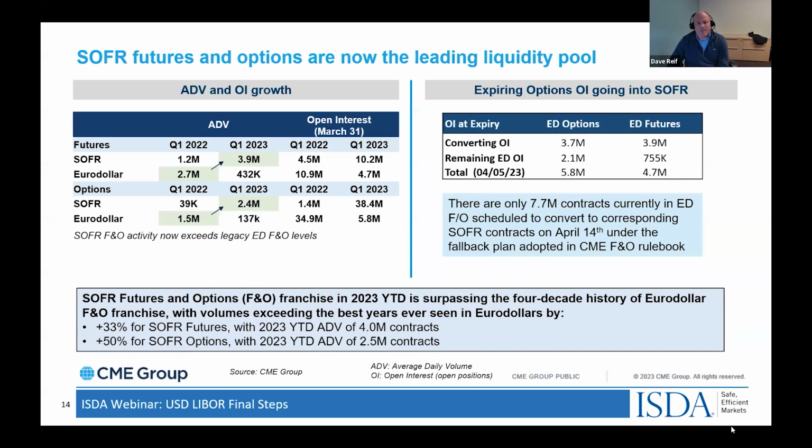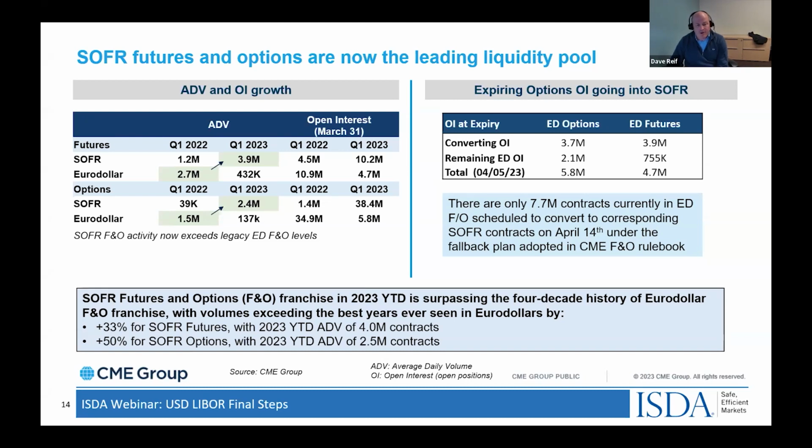All right, so I won't spend a lot of time on this slide. However, we just really wanted to show that, over the last year, SOFR futures and options have become the leading liquidity pool. In fact, when you look at Q1 of 2023, our SOFR futures and options volume has surpassed the 40-year historical performance of the Eurodollar futures and options franchise, with our volumes exceeding the best years that we ever saw in Eurodollar futures and options, which is really a great testament to just really across the board how well this transition has gone, throughout both the OTC and in the listed.